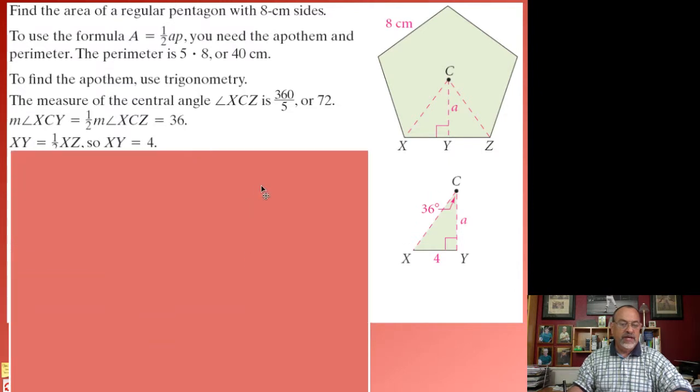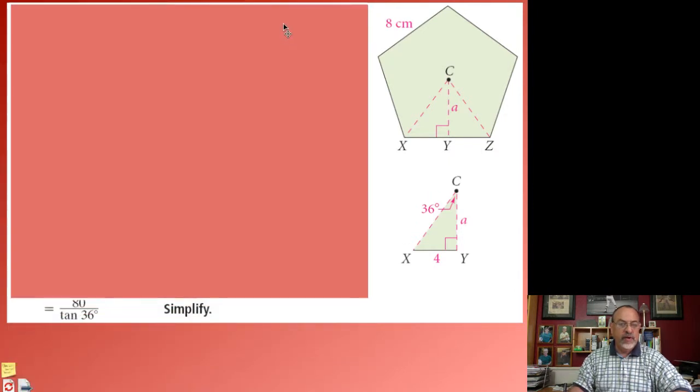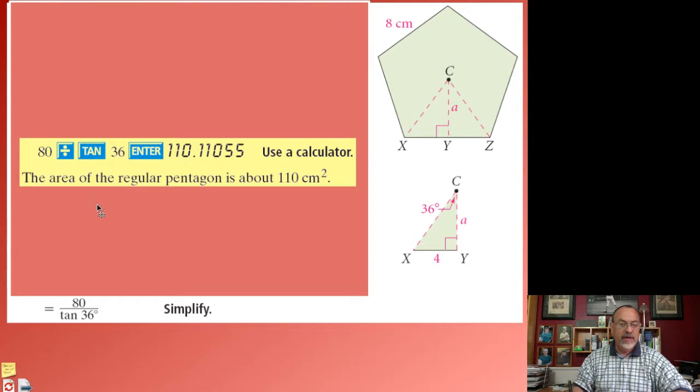Now, if I wanted to calculate the answer, I would then go ahead and put that in my calculator as 80 divided by tangent 36, and I would get about 110 centimeters squared as my answer.